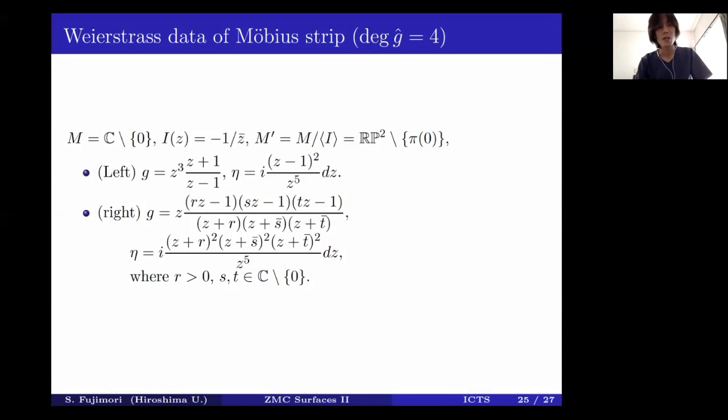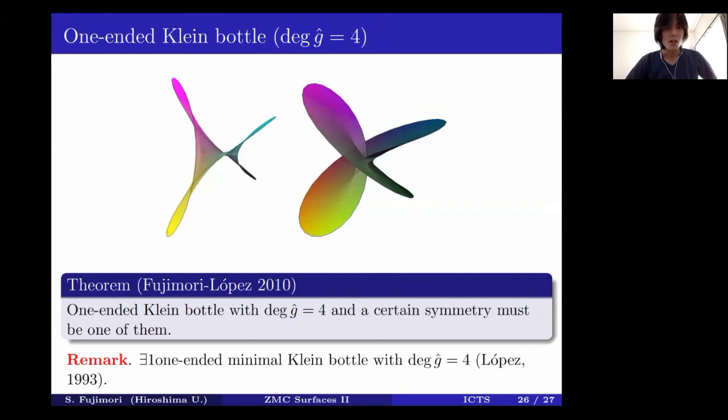Also, we could construct one-ended Craig bottles like in the minimal surface case. In this case, as in the minimal surface case, we assume that the degree of G hat is 4. Then we could construct two different Klein bottles. Again, we cannot find any genus, unfortunately. But we could construct two one-ended Klein bottles with this property. And we could prove that under the assumption of certain symmetry, there are only two maximal one-ended Klein bottles with degree of G equal to 4.